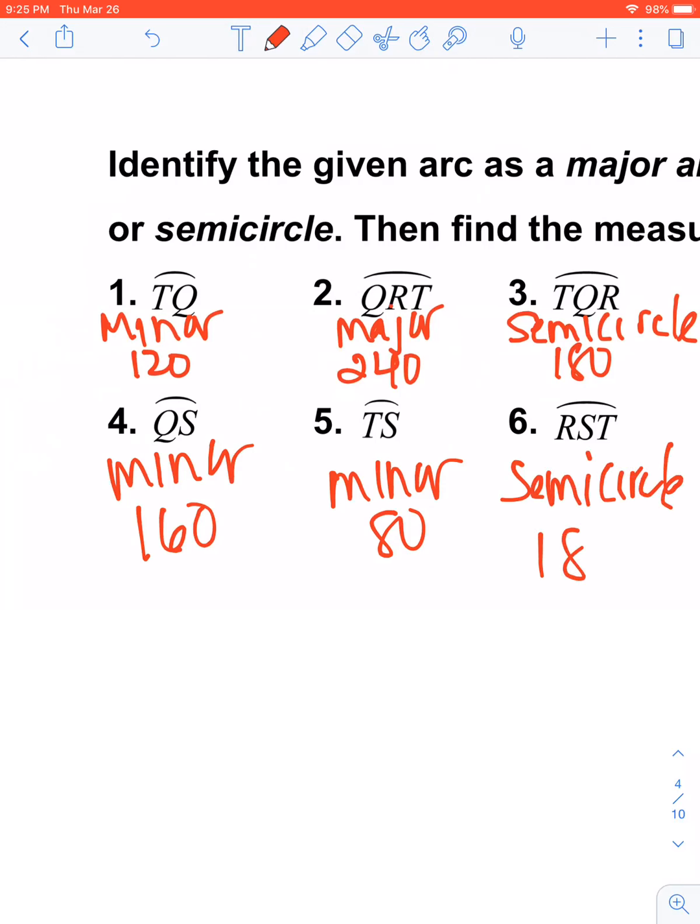And friends, if it is a half a circle, we call that a semicircle versus a major arc.